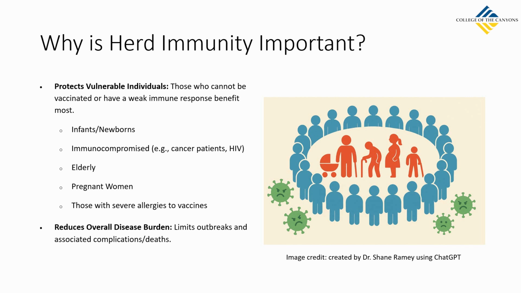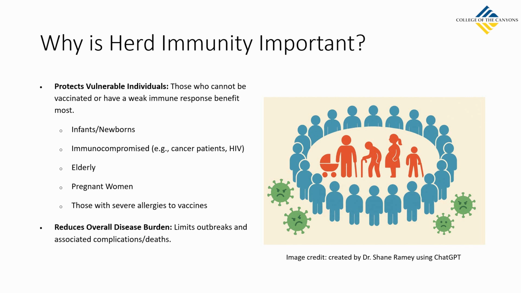These are individuals who cannot be vaccinated. Maybe they have a weak immune system, or they're very, very young, or they're very old, right? So this includes infants and newborns, anyone who's immunocompromised, such as HIV patients, cancer patients, the elderly, pregnant women, and individuals with severe allergies to vaccines. So herd immunity reduces this overall burden and limits outbreaks and associated complications, and importantly, associated deaths.